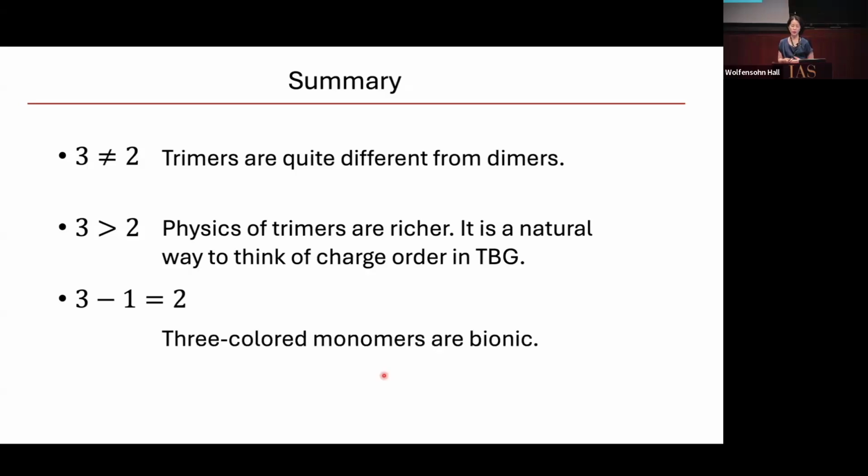And the final one, perhaps, I don't know, maybe it's more sophisticated, less sophisticated, but at least it's an equality, so it's an equation. So 3 minus 1 equals 2 says 3 colored monomers are bionic. They are charged under 2 coupled U(1) gauge fields.